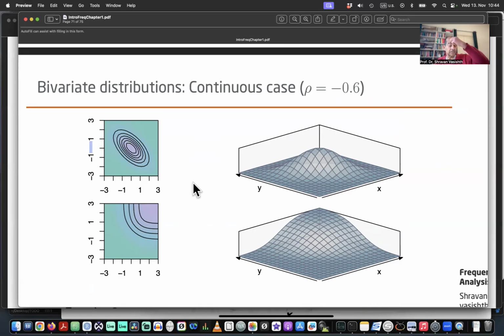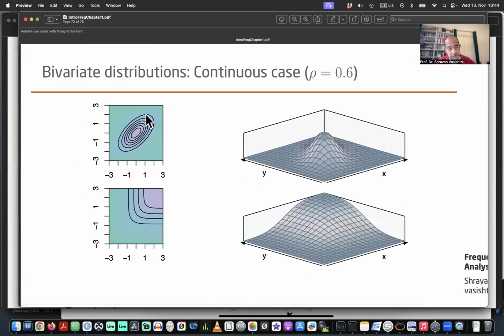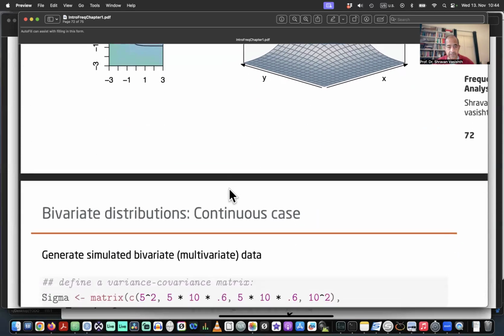So you see this crushing together of the cone in this direction when the correlation is negative. Similarly, when the correlation is positive, the cone's shape would change and it would be crushed in this direction. When x is increasing, y is also increasing. So the shape of this cone is going to change depending on the correlation that we have, right?